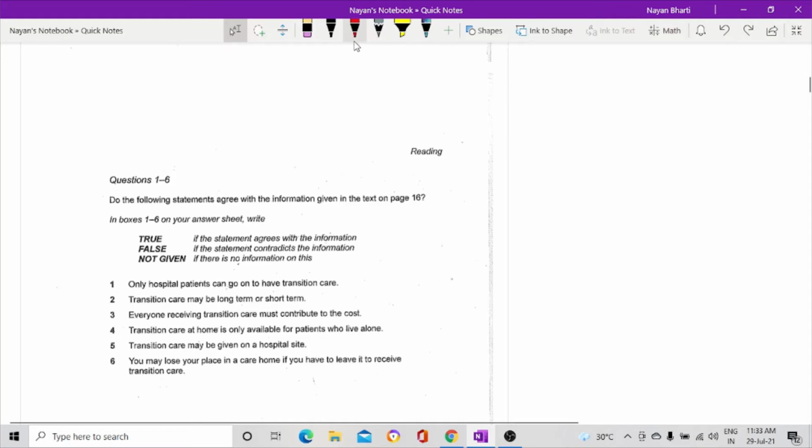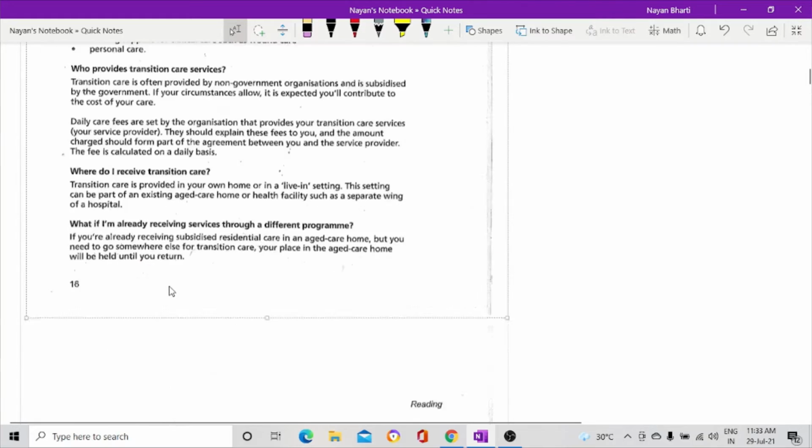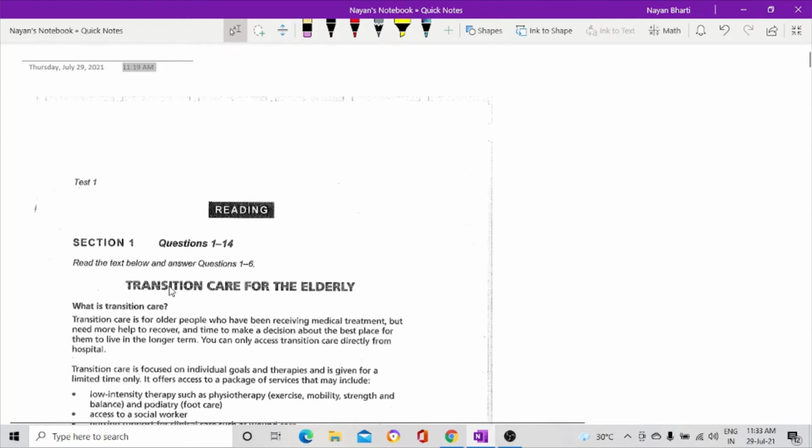What we have to do in this: first we read the first question, we figure it out in the passage, we match the meaning, and then we find the answer. So the first question says only hospital patients can go on to have transition care. This is a very important point: only. What we understand by this statement is that transition care can be taken only by those people who are inpatients. Now let's see what this passage is talking about.